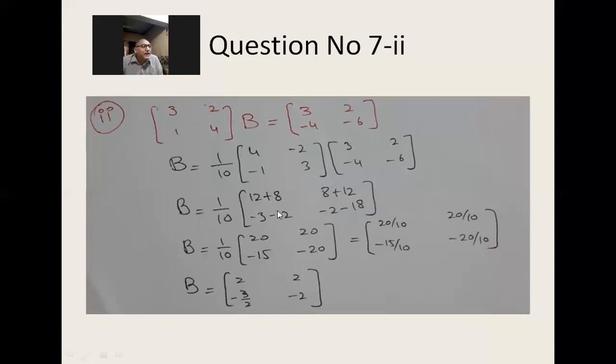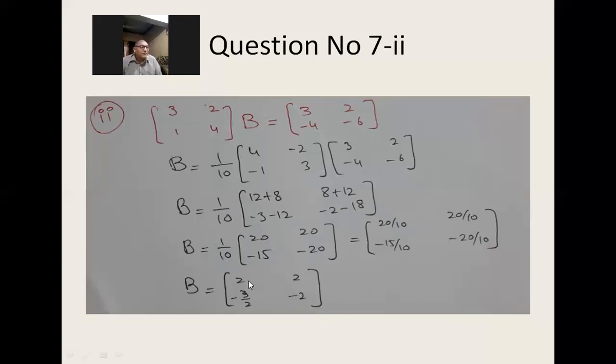So you will have 12 plus 8, that's 20. 8 plus 12, that's 20. Minus 3 minus 12, that's minus 15. Minus 2 minus 18, that's minus 20. So this minus 1 by 10 will multiply with each member. So you will have 20 by 10, 20 by 10, minus 15 by 10, minus 20 by 10.